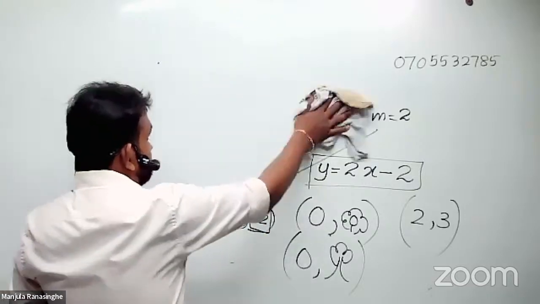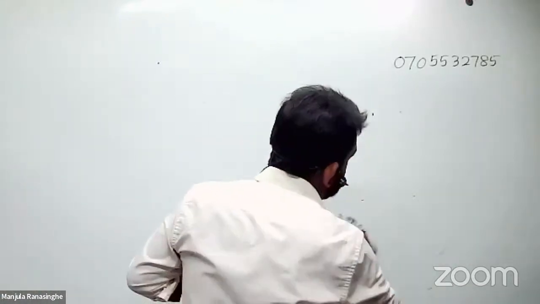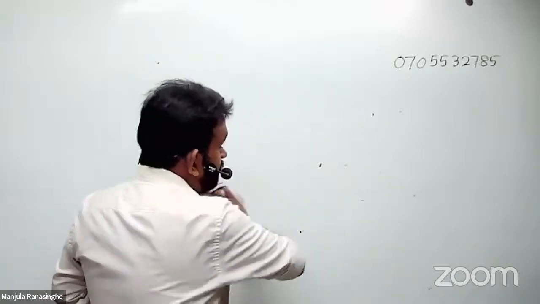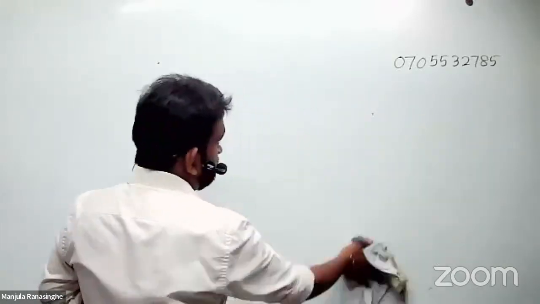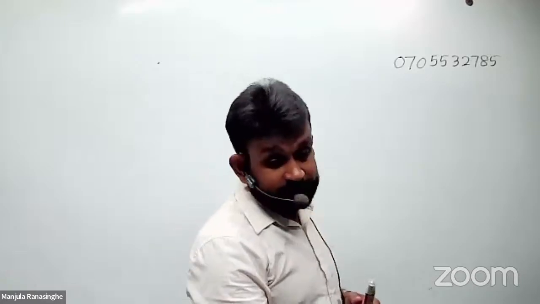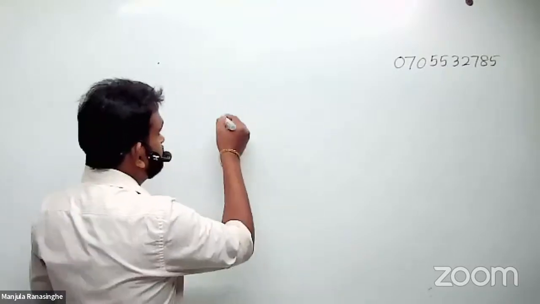So understand two concepts there. If two lines are parallel, it means their gradients are equal. And if it passes through 0 comma some point, that 0 comma value is the intercept. Right. Now move to question number 10, the LCM question.